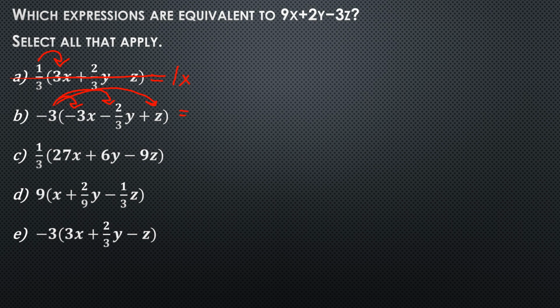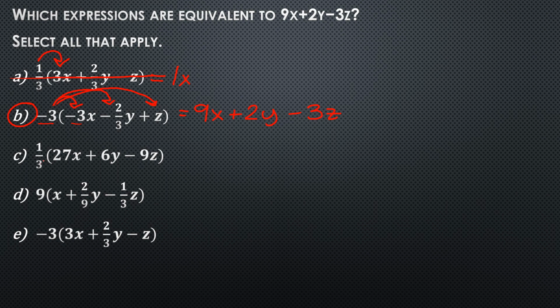Okay, I have a -3 times -3. Negative times a negative is going to give me positive 9. Okay, so that looks good. My next one is going to be -3 times a -2/3. Now again, you can type this into our calculator. When you do that, you will get a positive 2. Then I have -3 times z, which is going to give me a -3z. So this one, B, works.